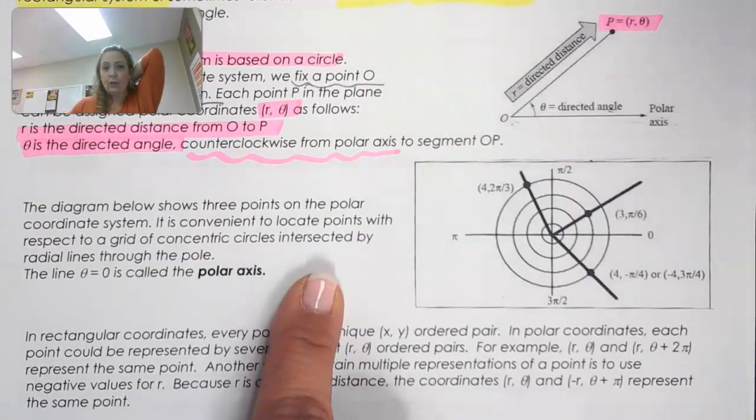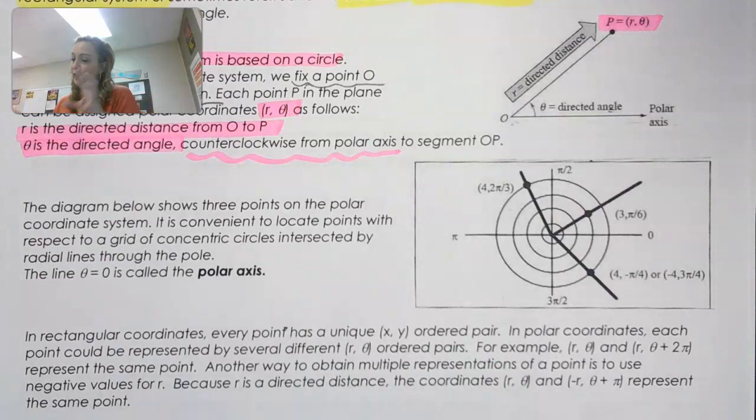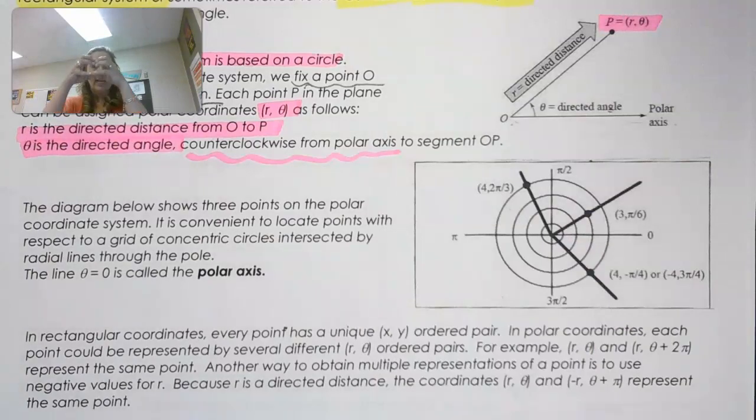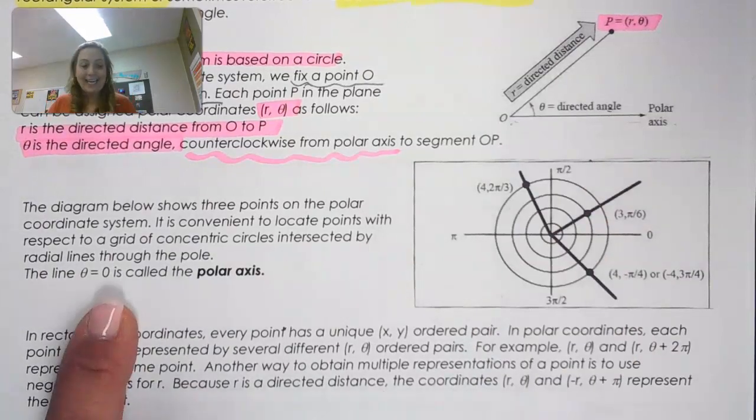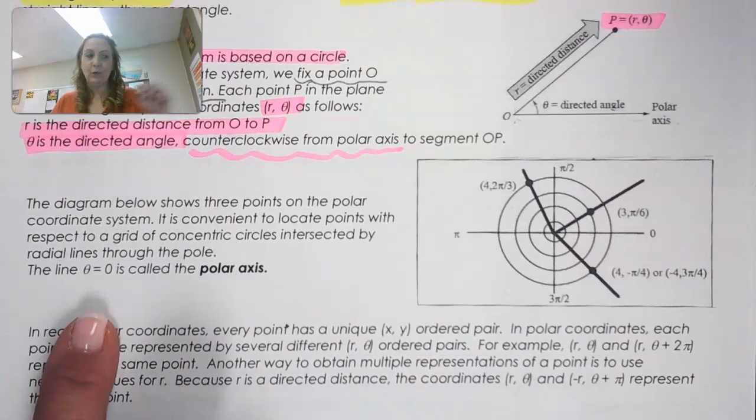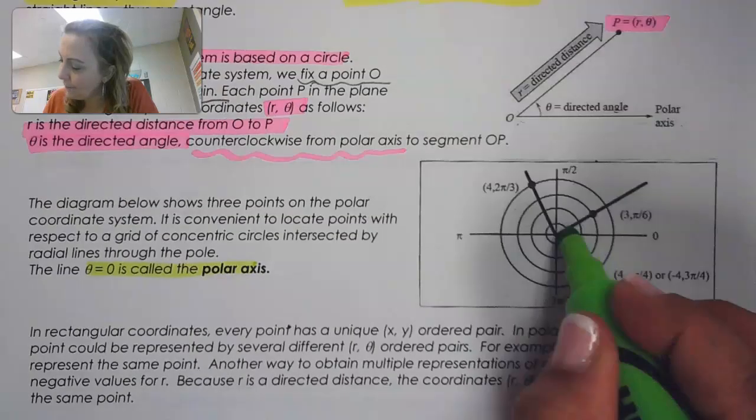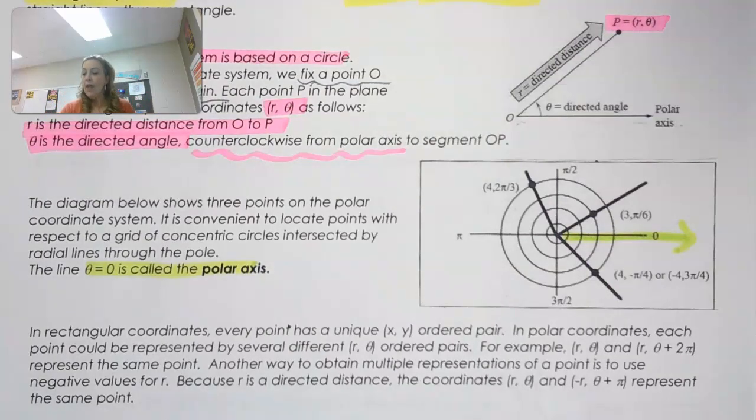So this diagram shows 3 points on the polar coordinate system. It's often good for us to use concentric circles. Concentric circles means they're all going to have the same center and they're just going to be larger and larger so that each of those represents a unit, okay? And then there are these radial lines through the pole. And again, this line theta equals 0, that's called our polar axis, okay? So this is that polar axis that we're dealing with. Okay, so let's look at some of these points.